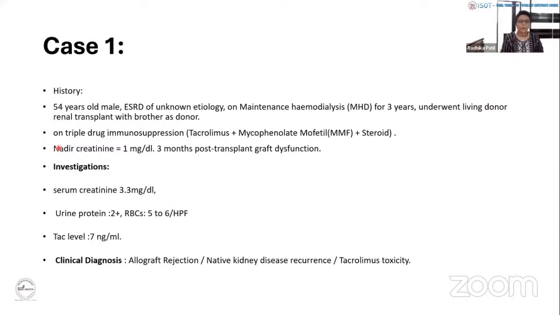54-year-old male, ESRD of unknown etiology, on maintenance hemodialysis for 3 years, underwent living donor renal transplant with brother as donor. Patient is on triple drug immunosuppression. His baseline creatinine is 1 milligram per deciliter. Now came with serum creatinine of 3.3 milligrams per deciliter, 3 months post-transplant, graft dysfunction is there. Urine protein is 2+. There is active urinary sediment. TAC level is 7 nanograms per ml. Clinical DD: allograft rejection versus native kidney disease recurrence versus TAC toxicity.